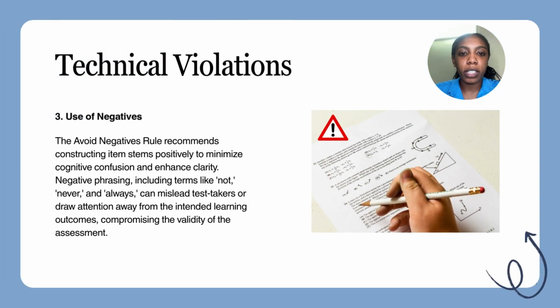Now we will be moving on to the technical violations. The use of negatives. The avoid negatives rule recommends constructing item stems positively to minimize cognitive confusion and enhance clarity. Negative phrasing includes terms like not, never, and always, which can mislead test takers or draw attention away from the intended learning outcomes, compromising the validity of the assessment.